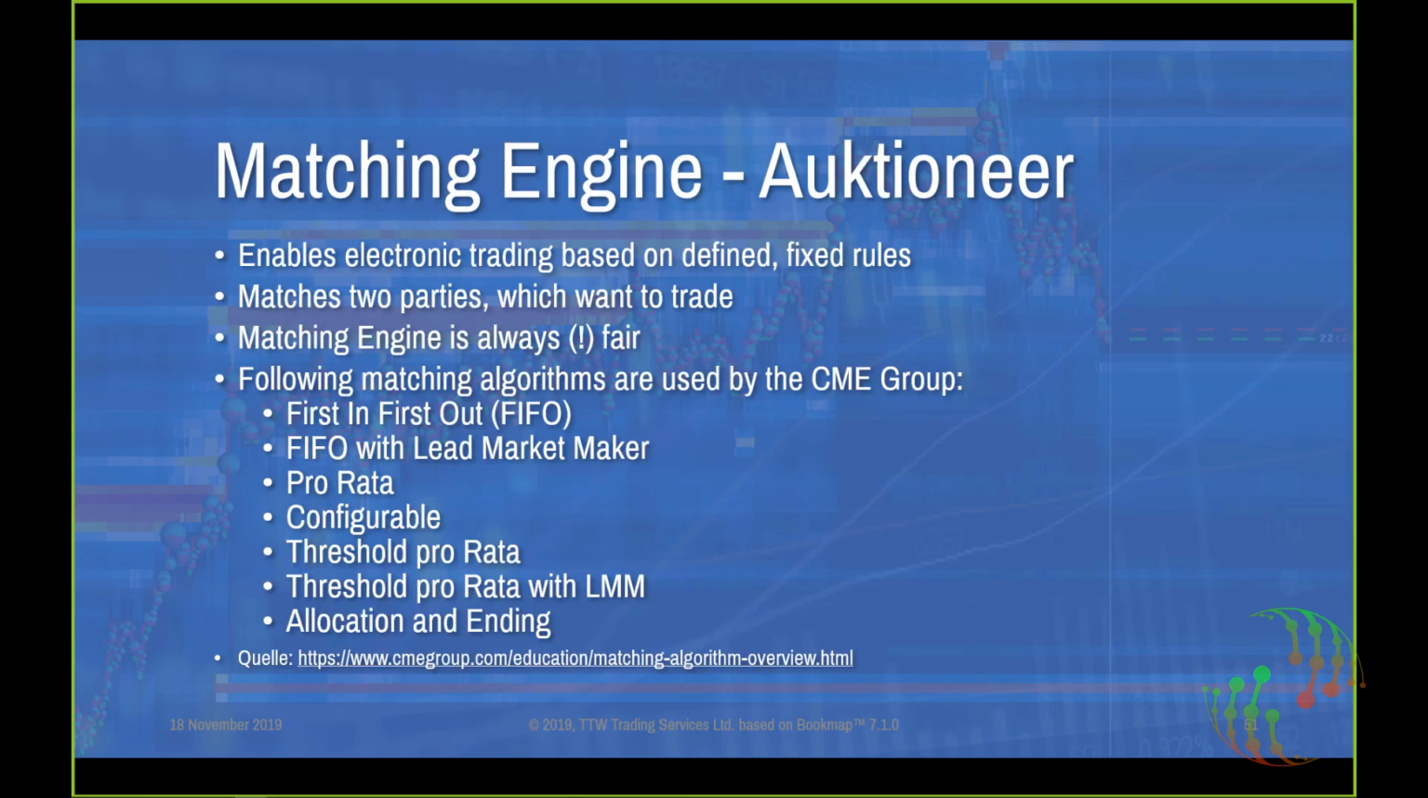The matching engine or the auctioneer, we have seen that in our video before, enables electronic trading based on defined fixed rules. That's the matching engine. It matches two parties which want to trade. The matching engine is always fair. There's no human behind it. And we talked about FIFO, first in, first out. You can see the other when you're following this site. I put a site also in the chat. Matching will always have to do with a matching engine. Without the matching engine, nothing rules, nothing happens.